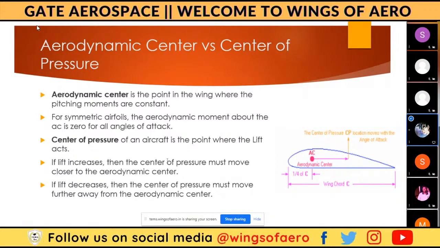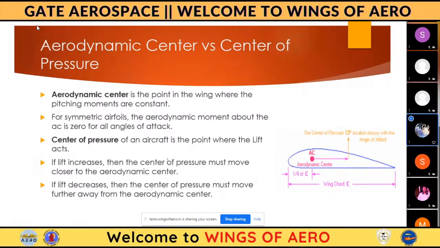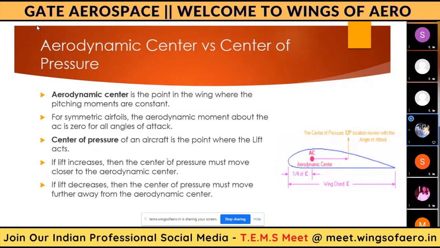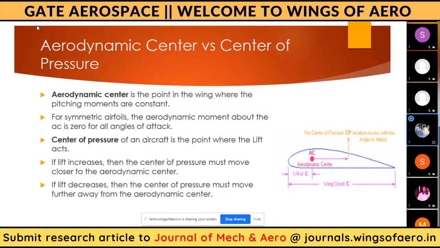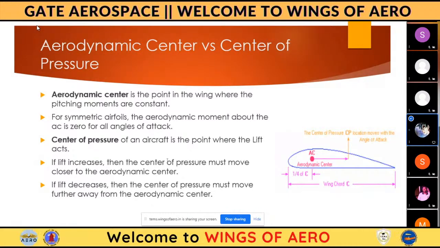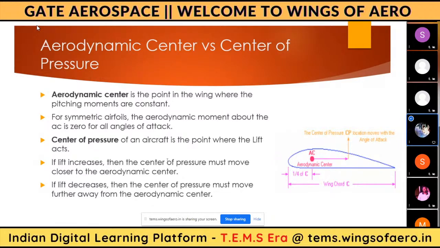As I told before, the aerodynamic center and center of pressure show some variations for a cambered aerofoil. The center of pressure varies with the angle of attack. As the lift increases, the center of pressure moves closer to the aerodynamic center. But if the lift decreases, it moves away from the aerodynamic center. For symmetrical aerofoils, the aerodynamic moment about the aerodynamic center is 0, as you know. For unsymmetrical aerofoils, it is at the quarter chord point.